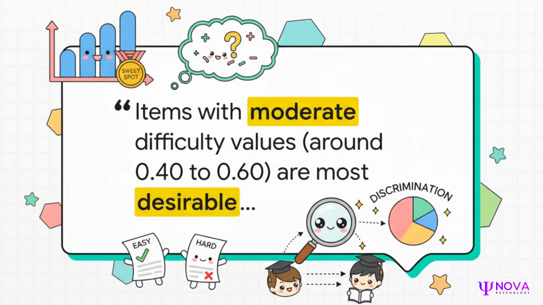So, what p-value are we aiming for? Well, as A.K. Singh points out here, the real sweet spot is somewhere in the middle. Think about it. If a question is super easy or super hard, it doesn't really tell you much about the differences between students.